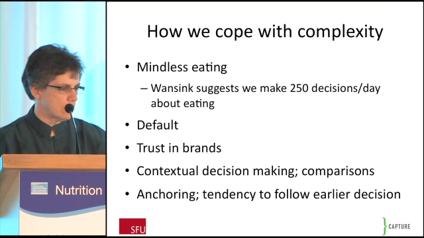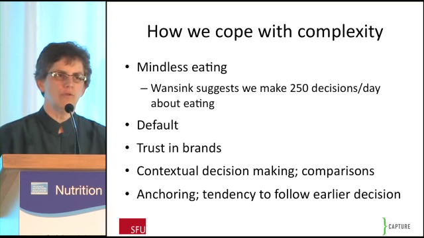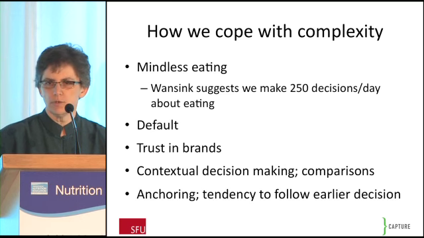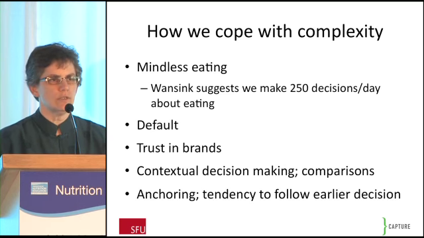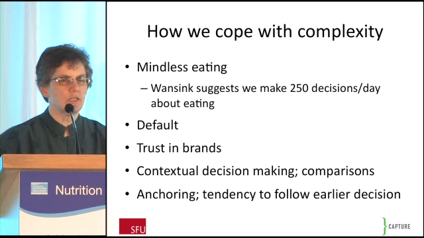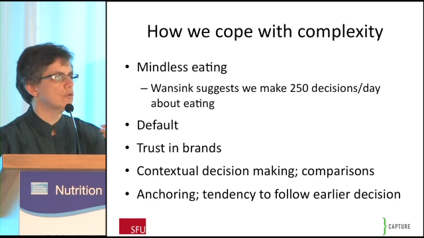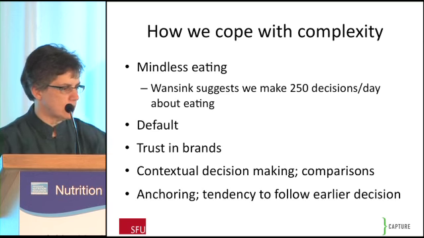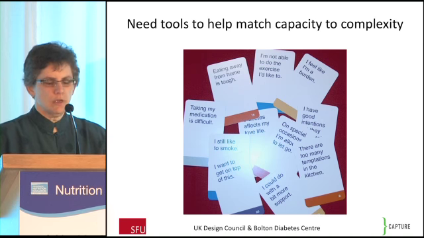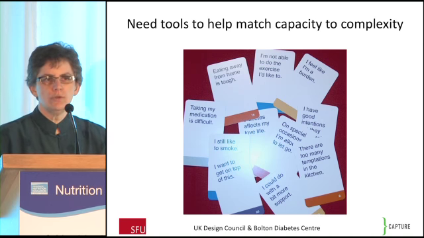And we also do things like anchoring, which is a tendency to follow what we did before. So it's much easier to default to, well, this is what I always have at this restaurant, and I'm not feeling very adventurous, so that's what I'm going to eat. These are the ways that we cope with this kind of complexity. So I think we need to think about new tools that we can actually use to help people navigate the complexity of their environments.